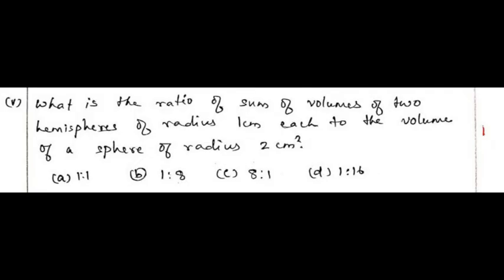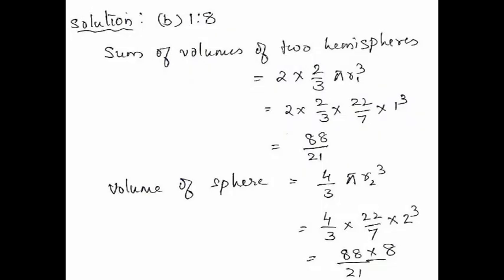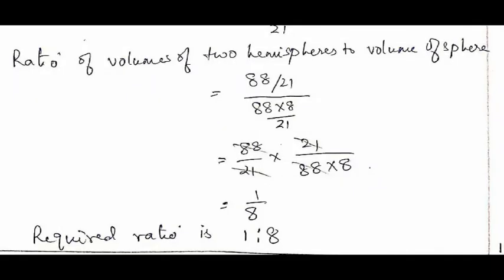Question number 5. What is the ratio of the sum of volumes of 2 hemispheres of radius 1 centimeter each to the volume of a sphere of radius 2 centimeter? So first find the volume of 2 hemispheres, then find the volume of the sphere, and find the ratio of the volumes of 2 hemispheres to the volume of the sphere, and you get 1:8.